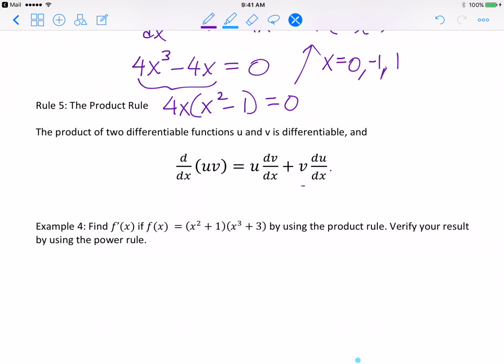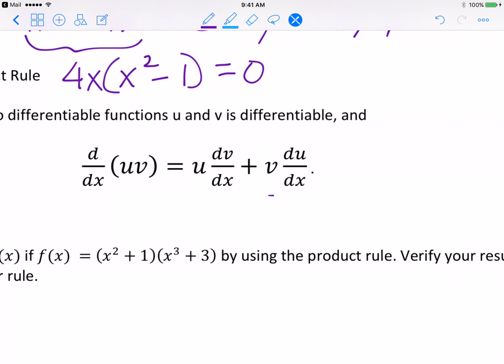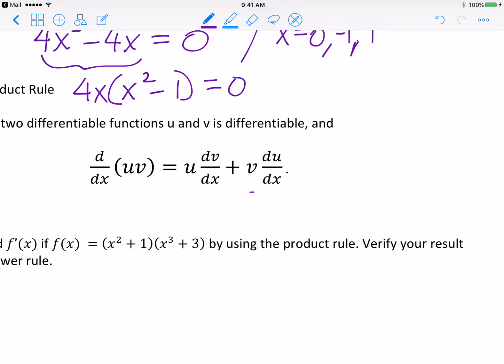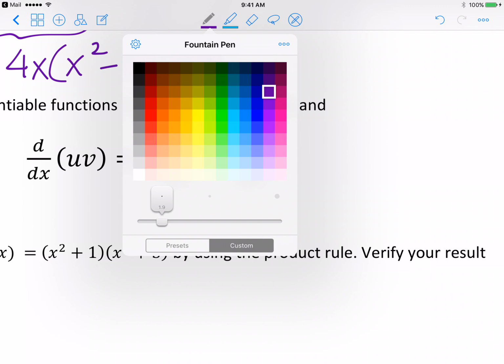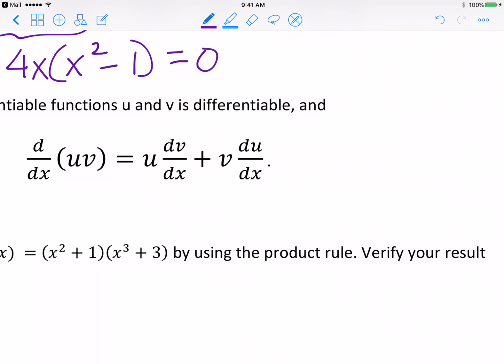The derivative of a product of two functions is equal to the first function multiplied by the derivative of the second function, and you add that to the second function multiplied by the derivative of the first function. So it's not too difficult to memorize. In fact, informally, you could also write this.